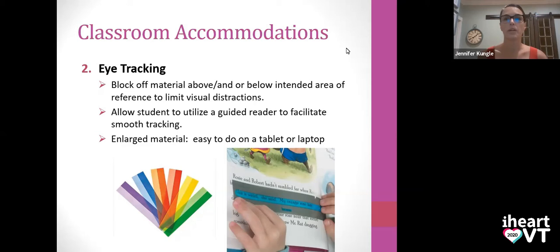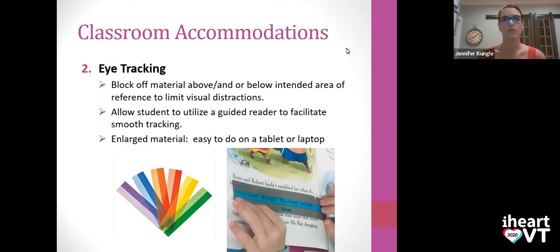So whenever something's bigger, that typically means there's less text per page, less busyness, and therefore fewer distractions or chances to lose your place. The other thing you could do, again more for a worksheet, is block off the material above or below where you're looking, and that's going to limit some distractions.